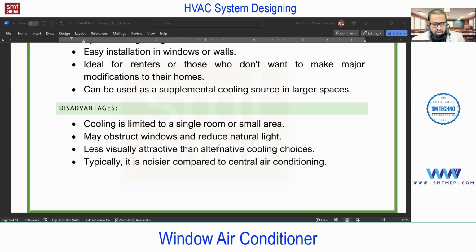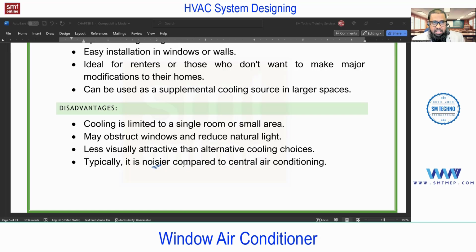So normally you'll find a lot of noise when you operate this one. And noise is one of the parameters for air conditioning, maintaining the noise level below 35 dB. So it will not satisfy all the parameters of air conditioning as per the definition. So you can consider this one of the major disadvantages.